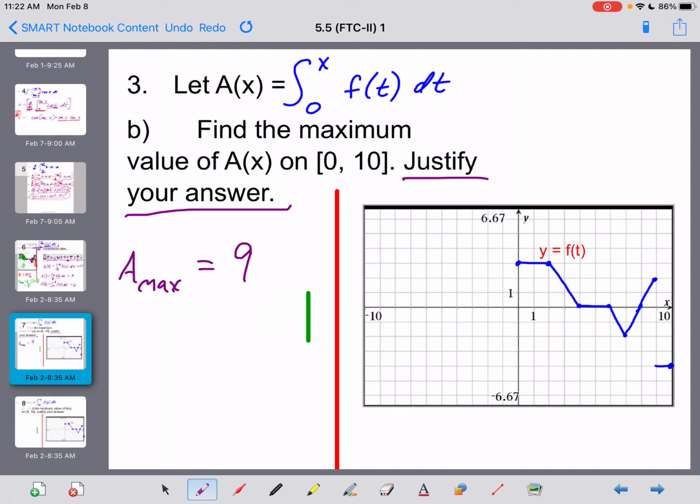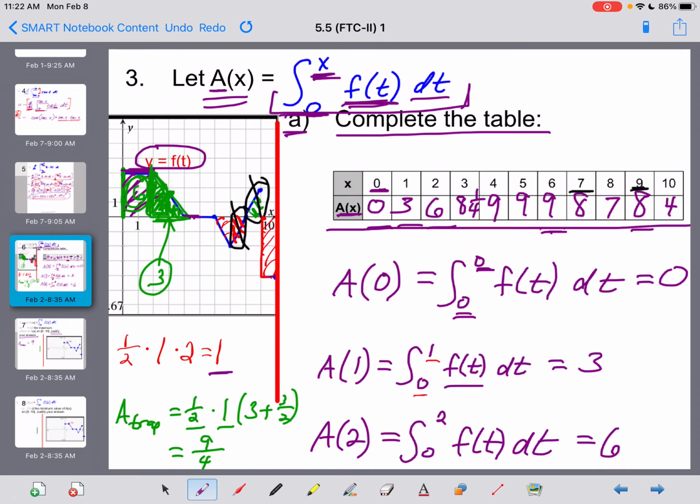That, ladies and gentlemen, is the correct answer. The only problem is this part right here that says justify your answer. And what I need to remind you guys of is something that is really easy to forget. What we're doing right here is we are only looking at the value of A of x at 11 different points. Now 11 sounds like a lot, okay?